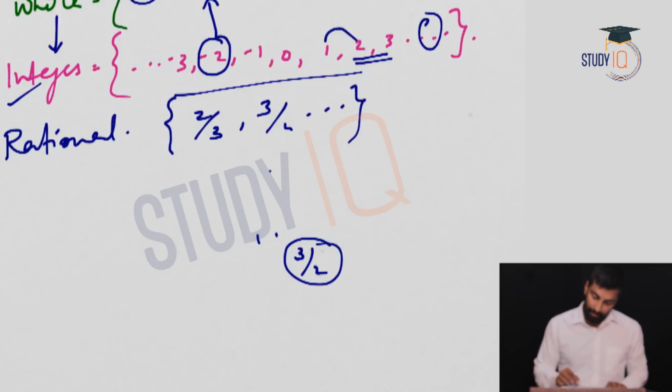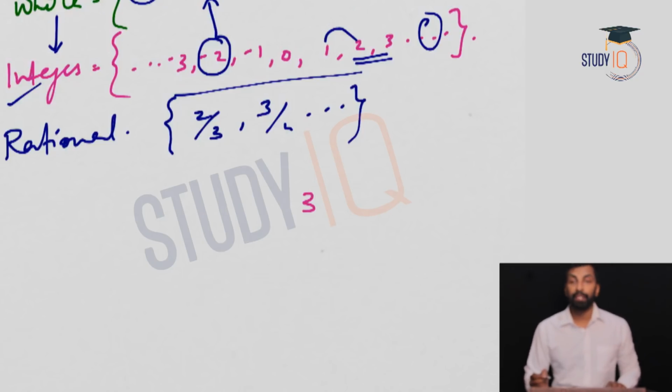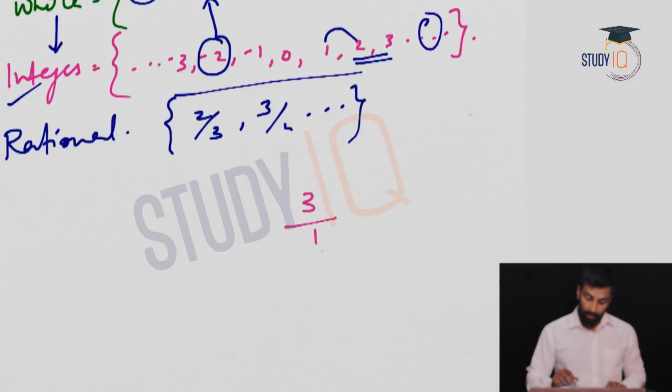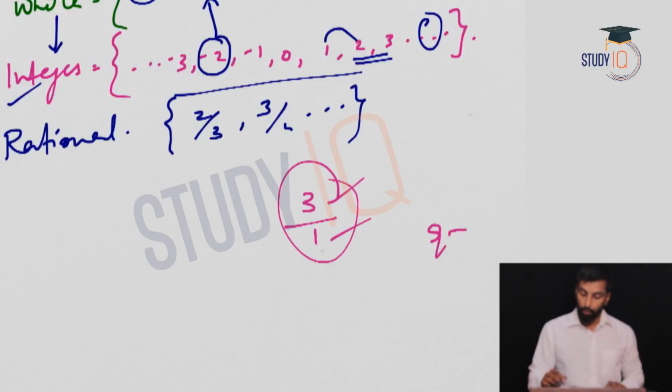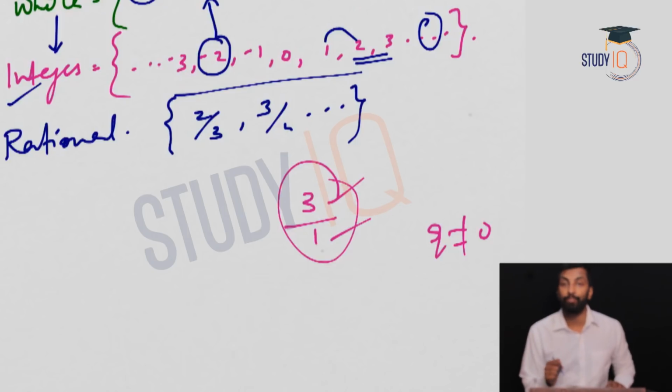Now, the question is, can an integer be a rational number? Let's take 3. 3 is an integer. Can it be a rational number? Yes, it is a rational number, because I can write 3 as 3 by 1. This is of the form P by Q, where P and Q are integers and Q is not equal to 0. So all the integers are in fact rational numbers. And between any two integers, there are infinite numbers of rational numbers. I hope this is clear for all of you.